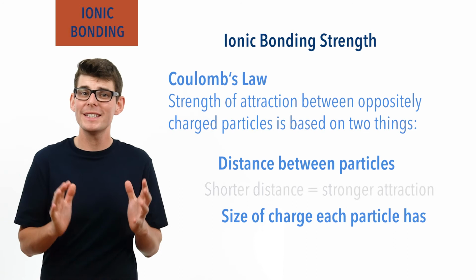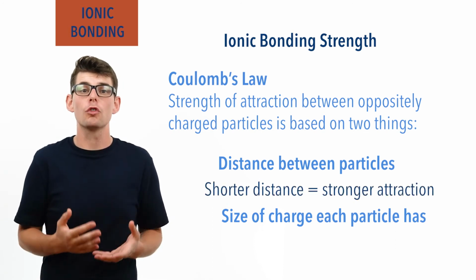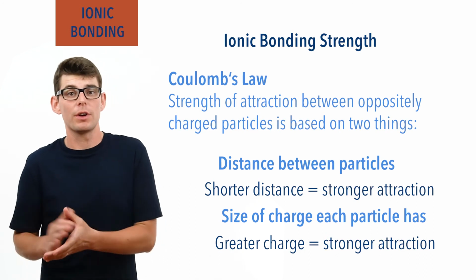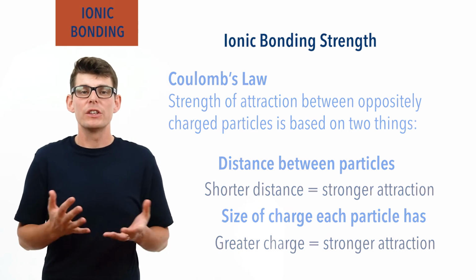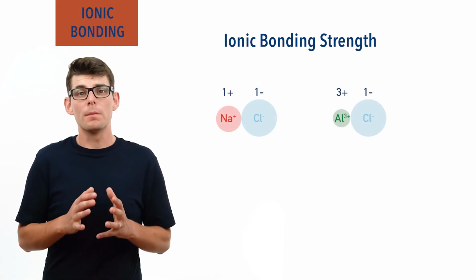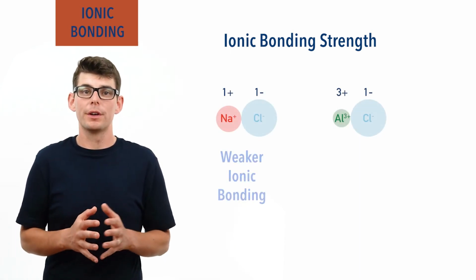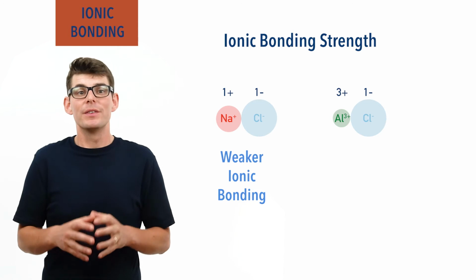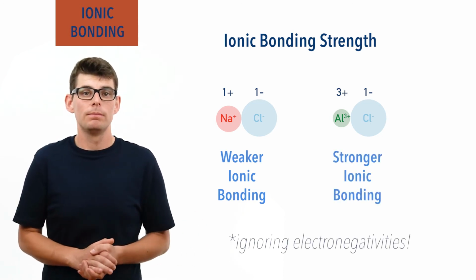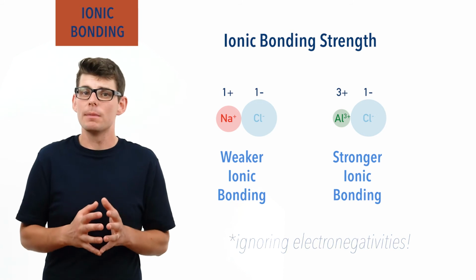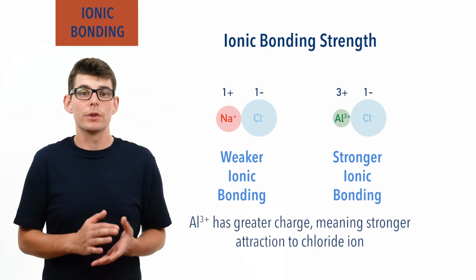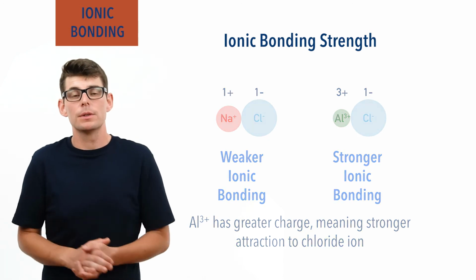The shorter the distance between the ions, the stronger the attraction, and the greater the size of charge, the stronger the attraction as well. A sodium ion with an overall charge of 1+, for example, will form a weaker ionic bond with a chloride ion, charge 1-, than an aluminium ion that has an overall charge of 3+. This is because the aluminium ion has a greater charge and there'll be a stronger force of attraction to the chloride ion as a result.